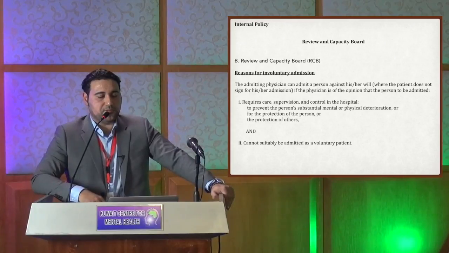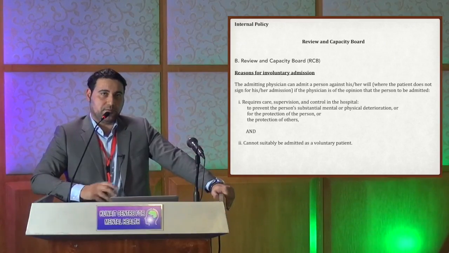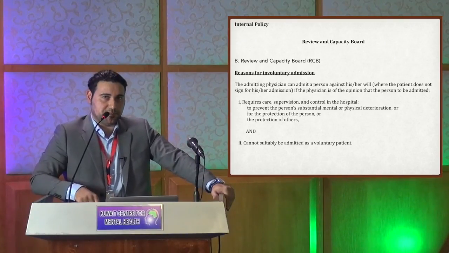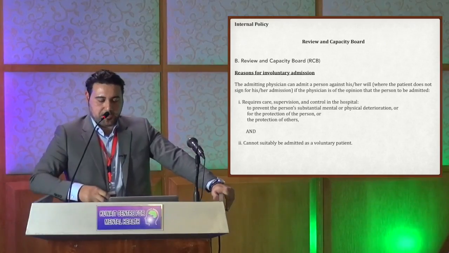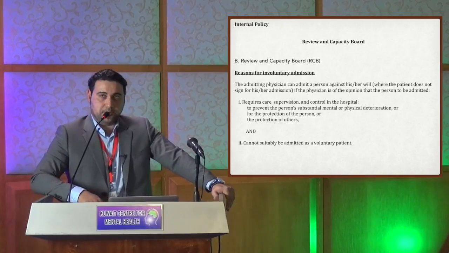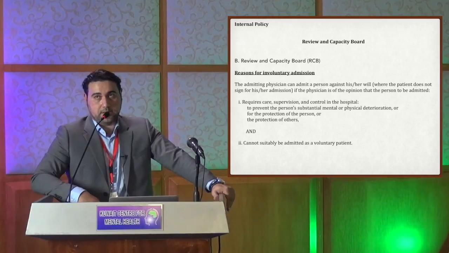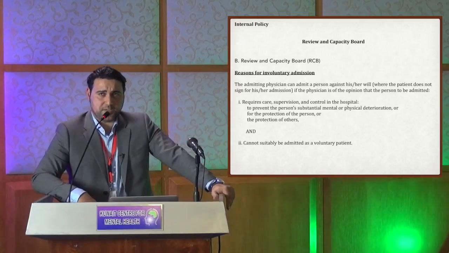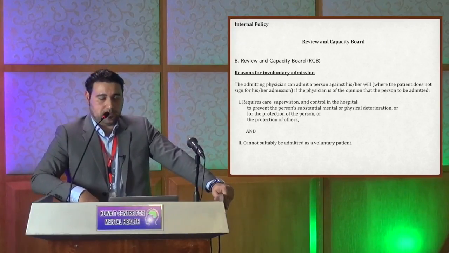We clarify the reason for involuntary admission for any patients coming from emergency, and we admit them. We make the family sign for their admissions. There has to be certain criteria for that: that the person requires care, supervision, and control in the hospital to prevent the person's substantial mental or physical deterioration. The person is really very mentally sick, not doing well at home by himself, not eating well, catatonic or anything like that. He's at risk, then we can admit him.